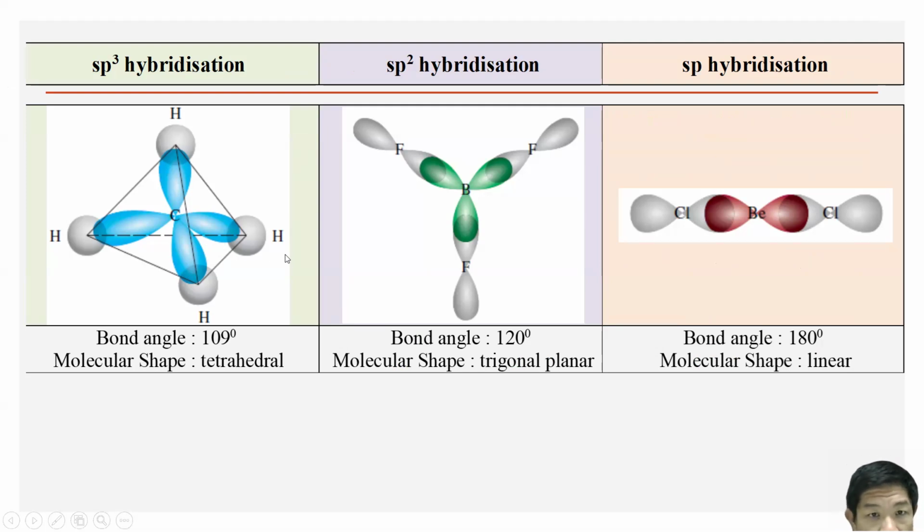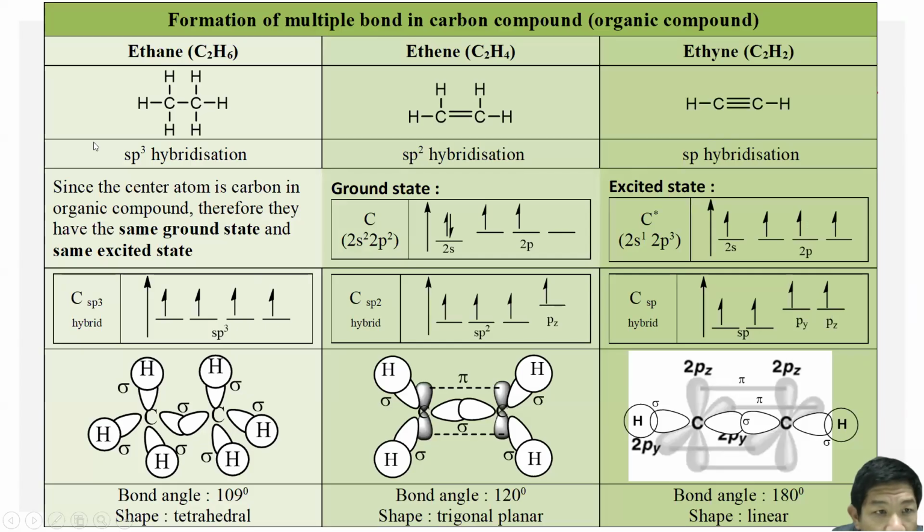So we are going to continue with hybridization in carbon compounds. In carbon compounds, we have the possibility to form multiple bonds. So we shall make use of examples such as ethane C2H6, ethene C2H4, and ethyne C2H2 to describe the formation of multiple bonds using the valence bond theory.